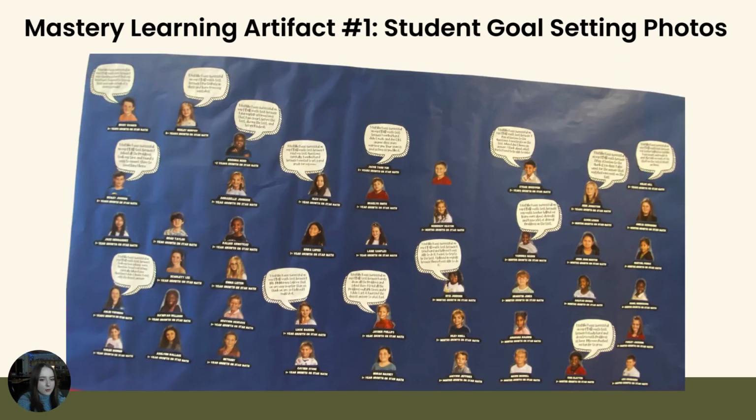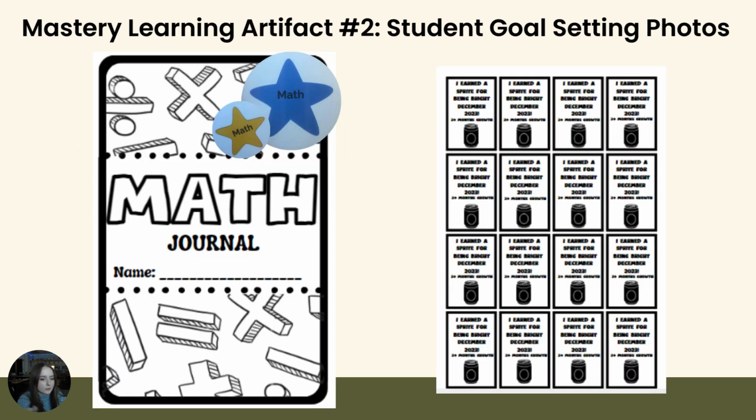Here's a picture of that brag wall where students are identified for how much growth they made, and a few are showcased as to why they feel like they made that growth, what helped them, what are their keys to success. Here's a picture of just the cover of the math journal as an example with the stickers for growth and some of the stickers that I give them after they've been rewarded with something from me. So this is from their December reward where they got a Sprite for being bright if they grew 3 months or more.